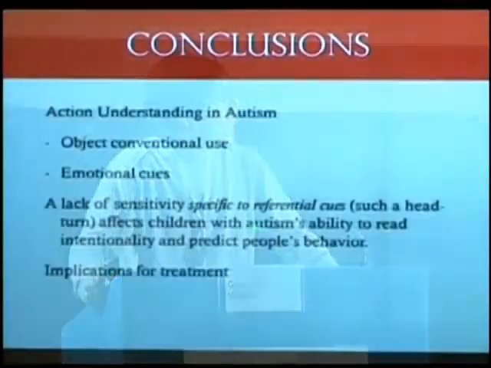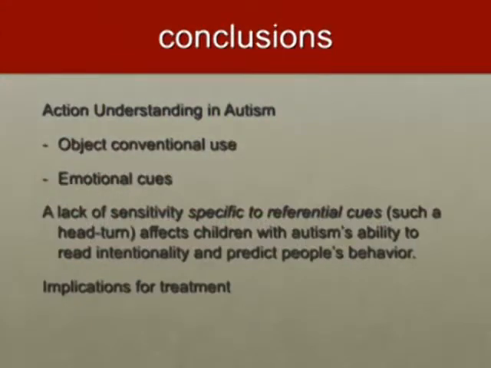So again, this is the same group of children. They ignored the dramatic head movement, and they failed to understand or to capture this very relevant referential cue, but they did notice the emotions that were going on, and they did use such emotional cues to understand and predict the agent's action. So a lack of sensitivity, which is specific to referential cues, such as head turn in these experiments, affected children with autism's ability to read intentionality and predict people's behavior.